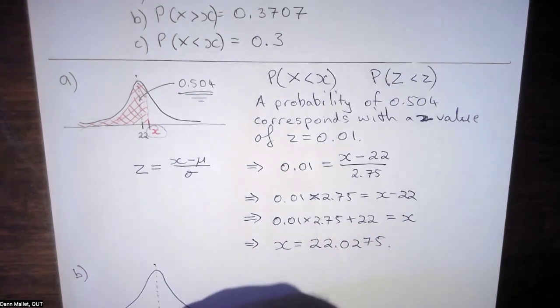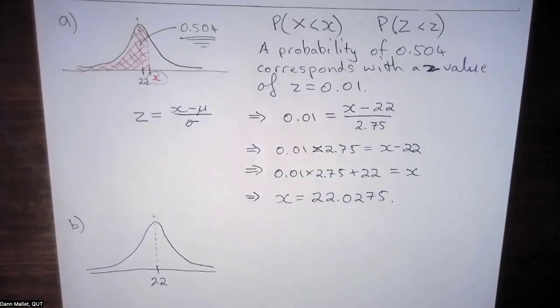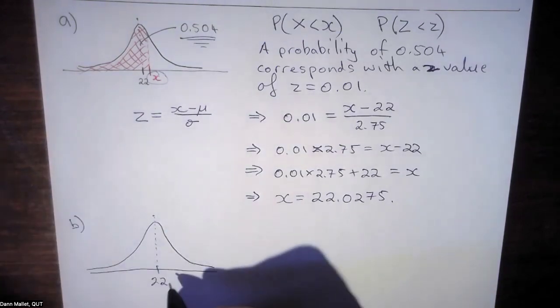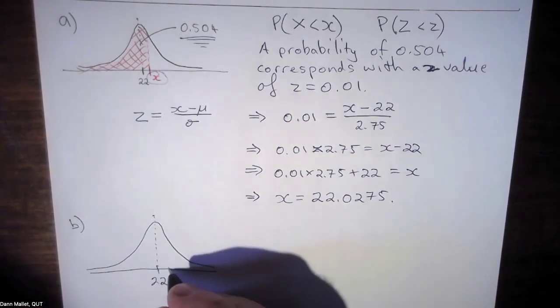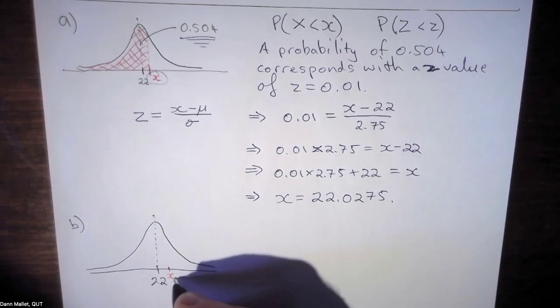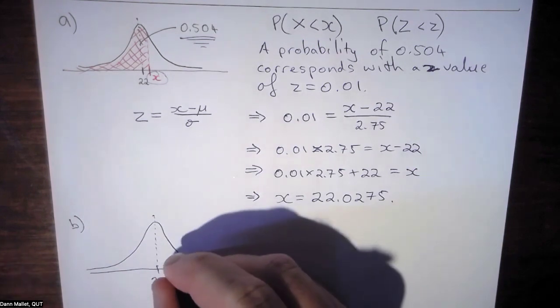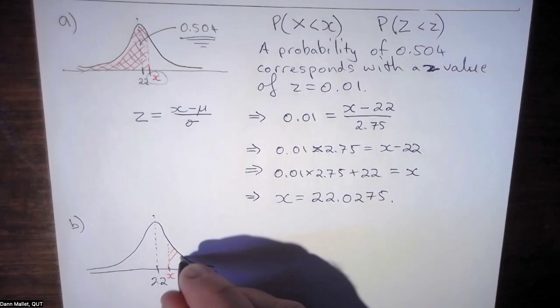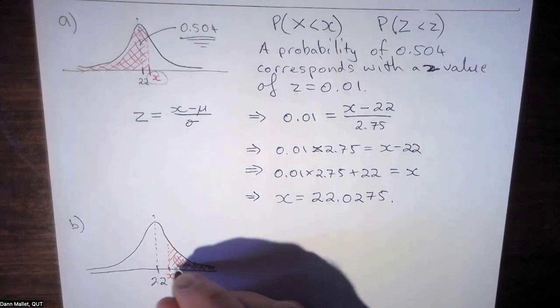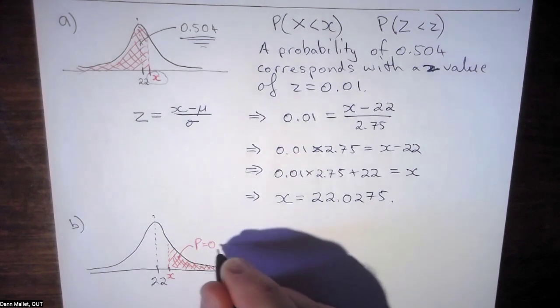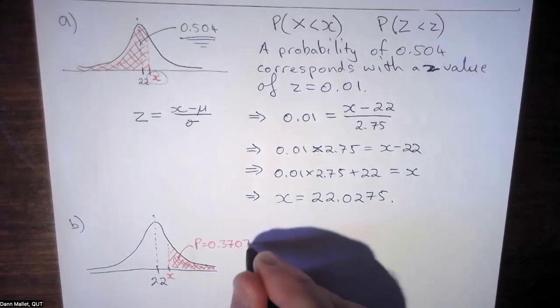Again, we have a mean of 22. The probability value that we're given is less than 0.5, less than half of the probability. And we're looking for greater than an x value. So we're going to jump over to the right of the mean. We have some x value here, little x, and the probability that we're given for x greater than that number is 0.3707.